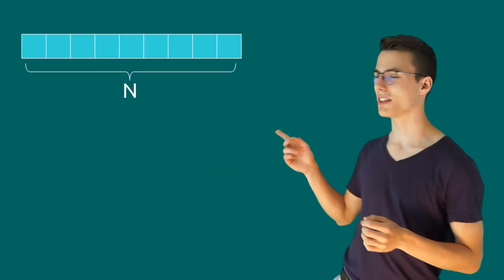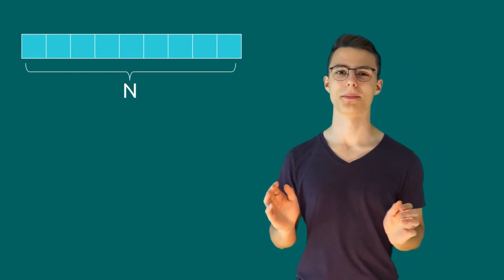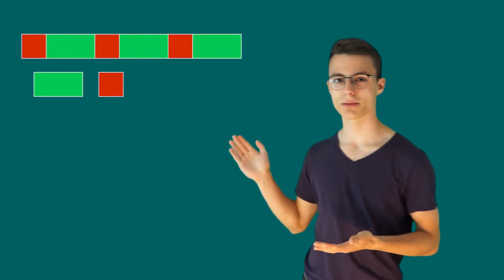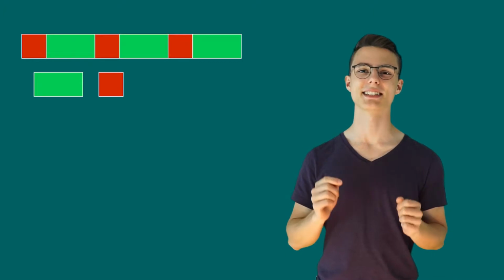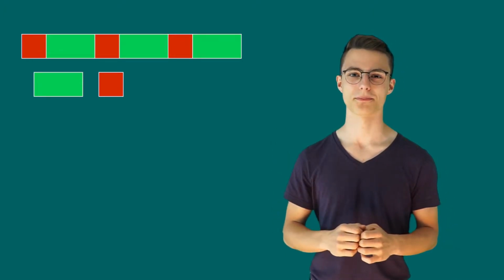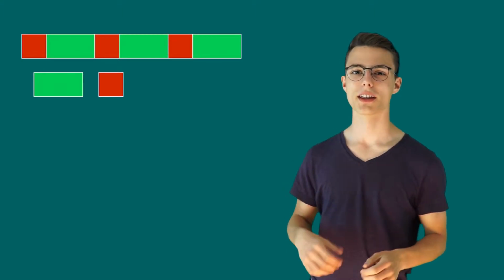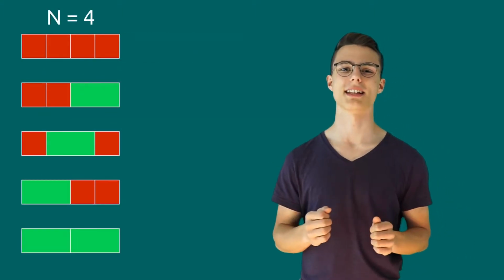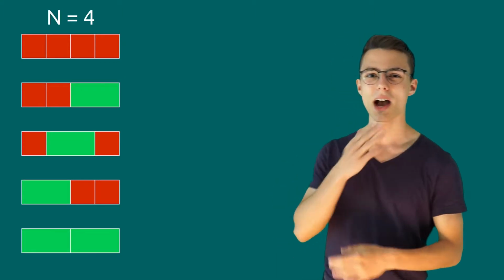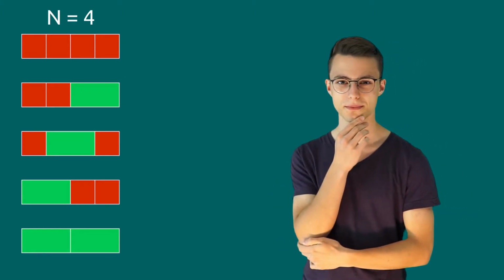Now have a look at the container of length n. You've got two building blocks, one of length 1 and one of length 2, to fill the container. Like that, or like that. Okay, your task is to find out in how many ways you can fill the container. For n equals 4, these would be the possible states. So the result would be 5. Now, how would you solve this problem?